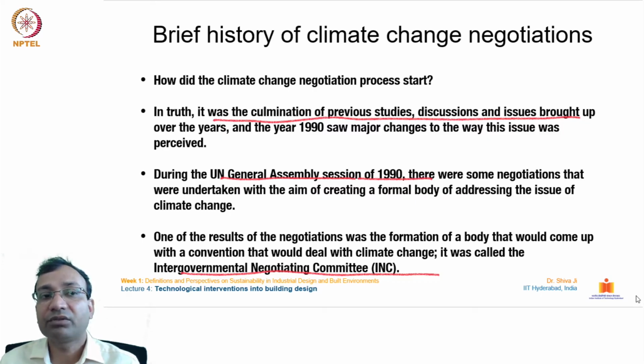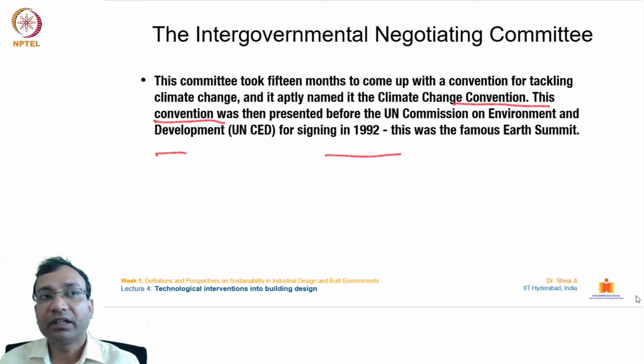One of the results of the negotiations was the formation of a body that would come up with a convention that would deal with climate change. It was called the Intergovernmental Negotiating Committee, INC. Further, this committee took 15 months to come up with a convention for tackling climate change, and it aptly named it the Climate Change Convention. This convention was then presented before the UN Commission on Environment and Development, UNCED, for signing in 1992. This was the famous Earth Summit. You may have heard this name, Earth Summit.